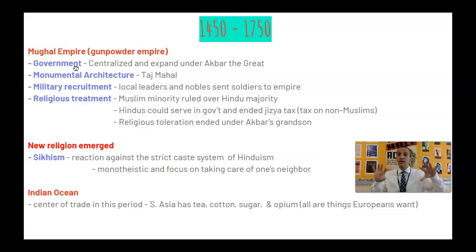Also, the Indian Ocean is the place to be during this time period. This is the age of exploration. We have Europeans entering the Indian Ocean trade route, competing with Muslim merchants for access to trade and goods. The Indian Ocean is the centerpiece of trade. The Silk Road is falling off in this time period after the Mongol rule ends, and the Indian Ocean trade, with better ships, transportation, and cargo hulls, is going to rise during this period and become the centerpiece of global trade. And remember, South Asia has tea, cotton, sugar, and opium. These are all things that Europeans and other countries want, and that's the centerpiece.